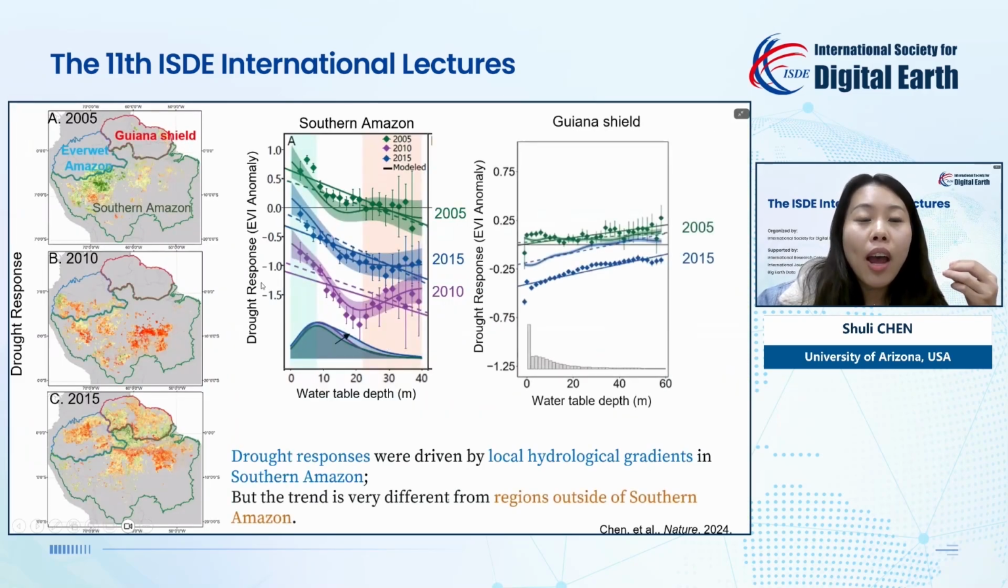And because I only looked at the Southern Amazon, I want to understand, is this also true for the regions outside of the Southern Amazon, in the Guiana Shield and the Everett Amazon? They are both in the northern part of the Amazon basin. So I tested this hypothesis in these two regions, but I found there is a totally different trend from the regions outside of the Southern Amazon.